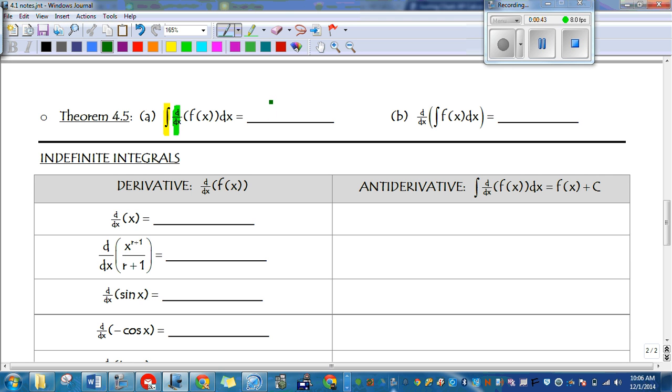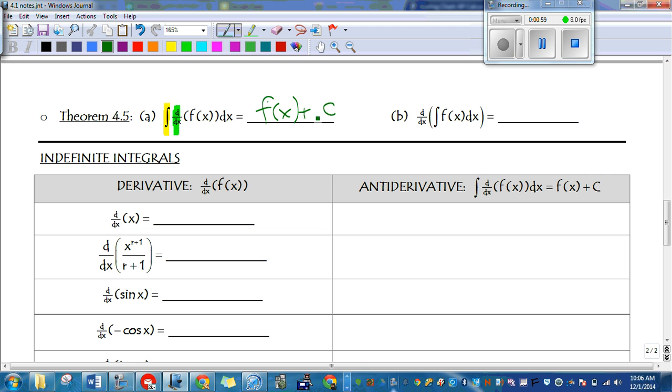But there's a little twist to this one. It's not just f of x. It's going to be f of x plus c. Right? Because the antiderivative is the last thing we would do. And we'll look at some examples of this later. But if we take the derivative of the function and then take the antiderivative of the function, we basically end up back where we started.